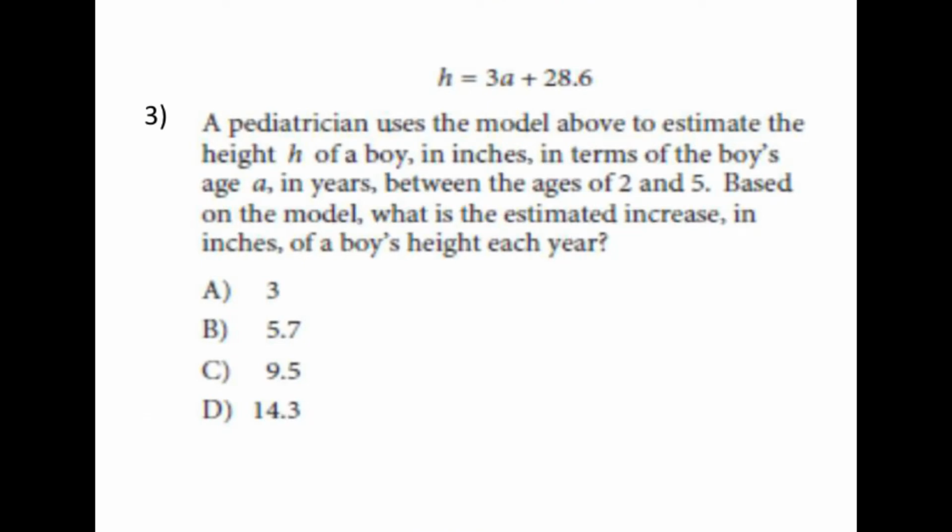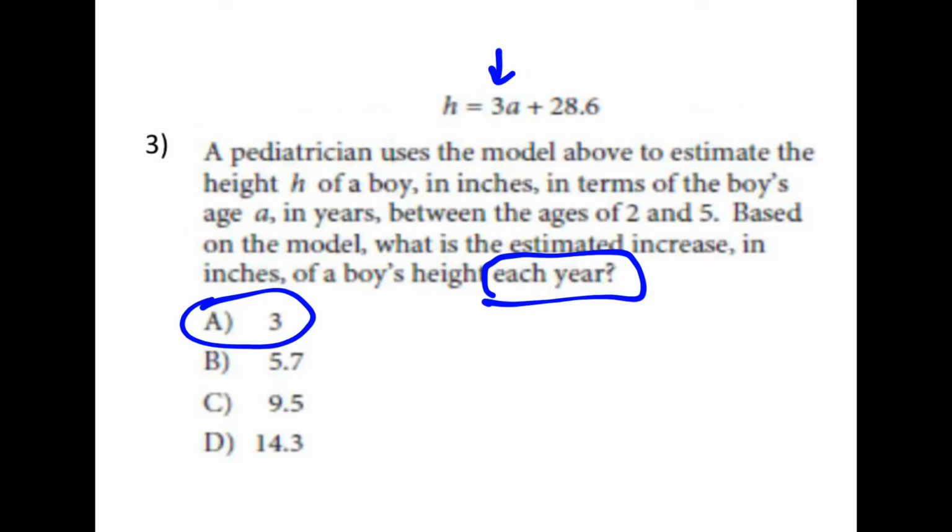3, a similar type problem, linear interpretation. A pediatrician uses the model above to estimate the height h of a boy in inches in terms of the boy's age, a, in years between the ages of 2 and 5. Based on the model, what is the estimated increase in inches of a boy's height each year? So that keyword each year tells us we're looking at the rate of change. The rate of change is another word for slope. So the answer is just 3. It's as simple as that.